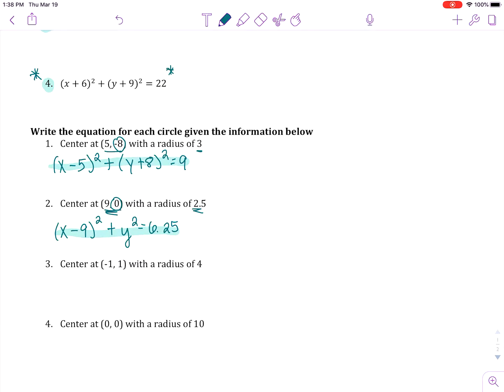One thing I also noticed when I was grading your mastery checks, people were forgetting to write the squared after the x part, like the x minus 5 part, and the y plus 8 part. You were forgetting to square it, so make sure that you don't forget that as you are working on number 3 and number 4. With number 4, I am going to be looking at your equation for that one.